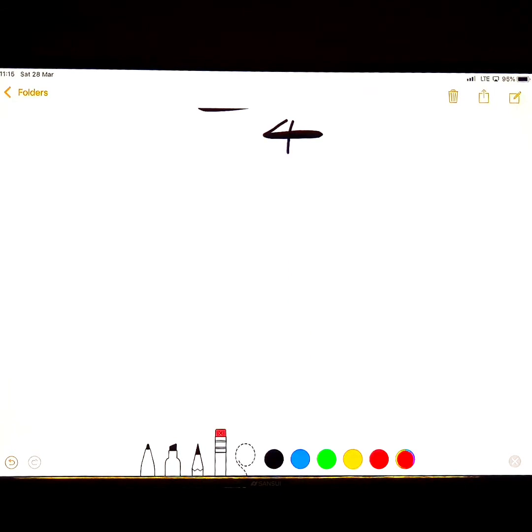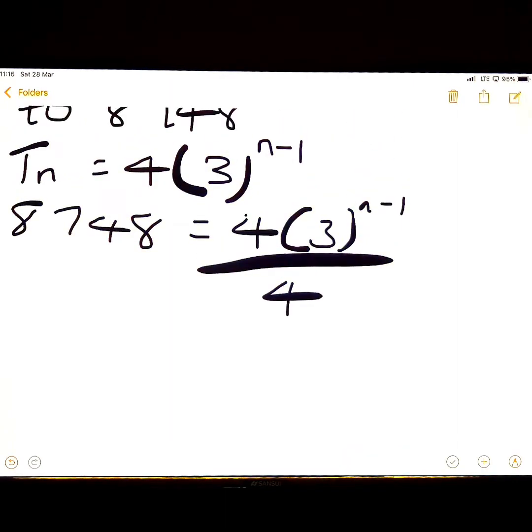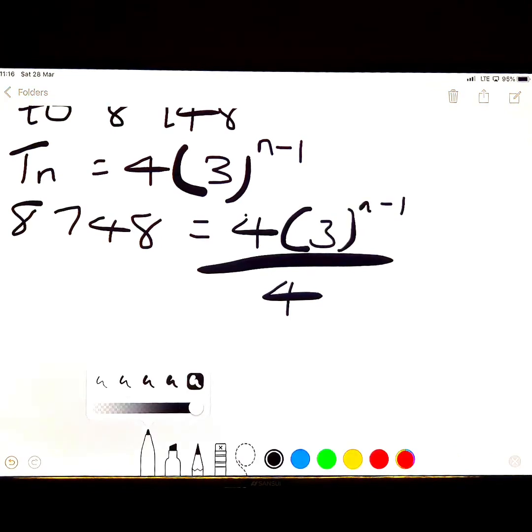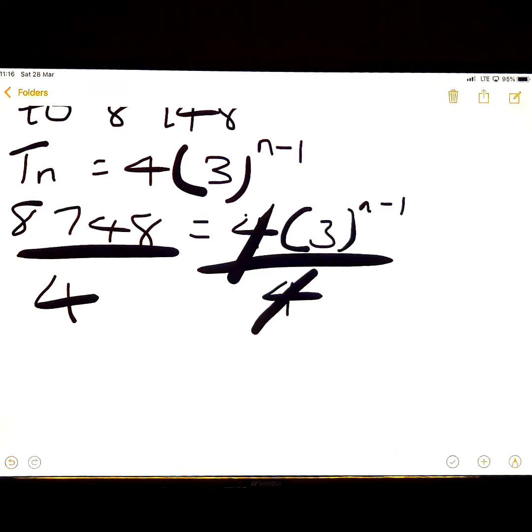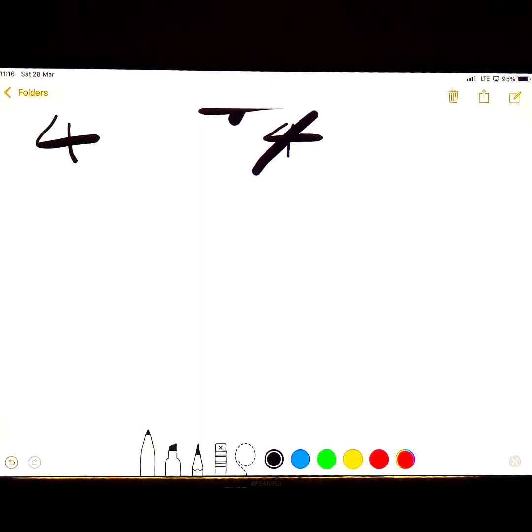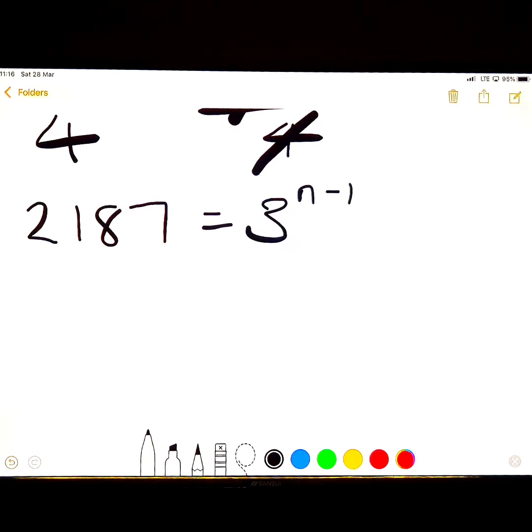Sorry. And then what you're going to say is, basically what I did here, I divided here by 4, and then I divided here by 4, and then these two are going to cancel out. So when you divide this by 4, you're going to get a value, and then you're going to get 2187, which is equal to 3 to the power of n minus 1.